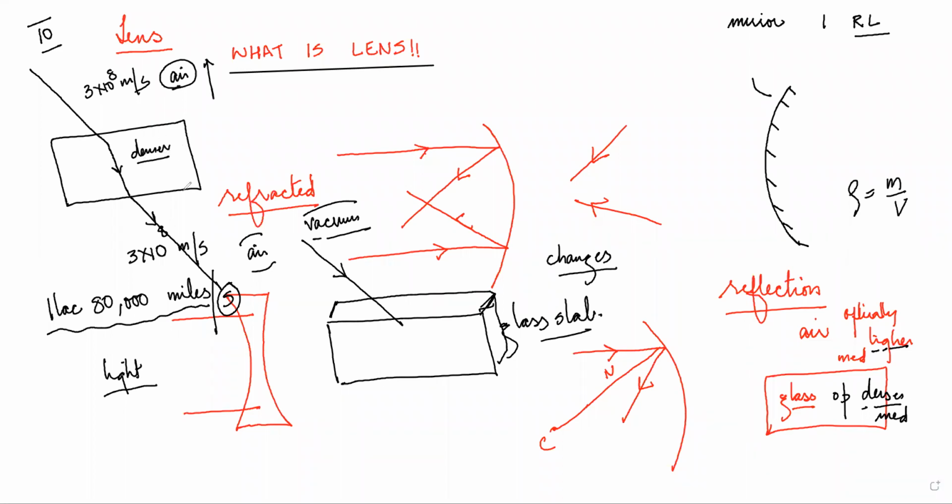any student? The more optically denser the medium, the less is the speed of light in that medium. We say optically lighter medium or optically rarer medium, both are the same thing. Optically rarer medium, optically denser medium. It has nothing to do with the density.